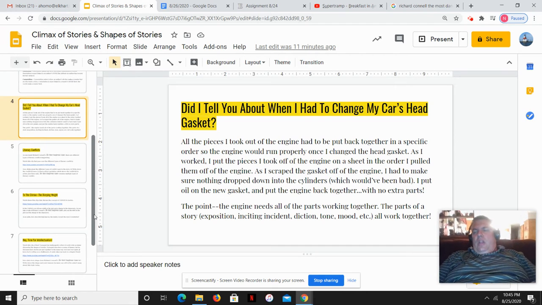I told a little story in class today about how, if you have to change a car's head gasket, you have to put all the parts back properly in order for everything to work and the engine to run. The same thing with a story. You need an exposition, inciting incident, rising action, climax, falling action, resolution, diction, tone, mood, figurative language, etc. And they all work together to make the entire story work. So you just can't pull out different parts and say, this is what makes this story. It's everything working together.